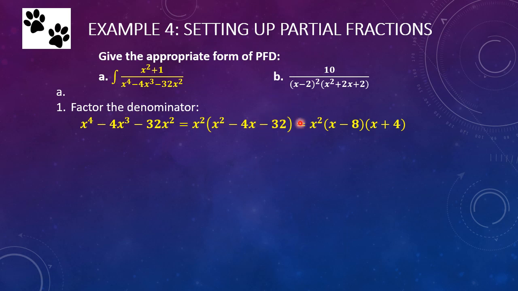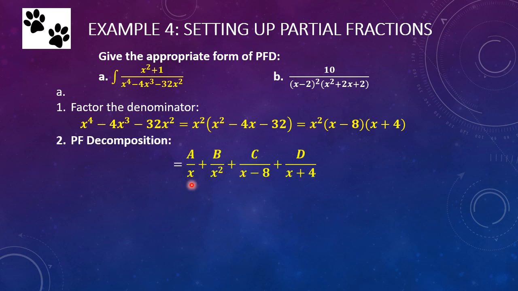Well, 4 times 8 is 32, and so we can factor this into negative 8 and positive 4, and so we actually have the factors x squared, x minus 8, and x plus 4. There are no irreducible quadratic factors, but we do have a repeated linear factor in x squared. So we're actually going to have 4 variables.